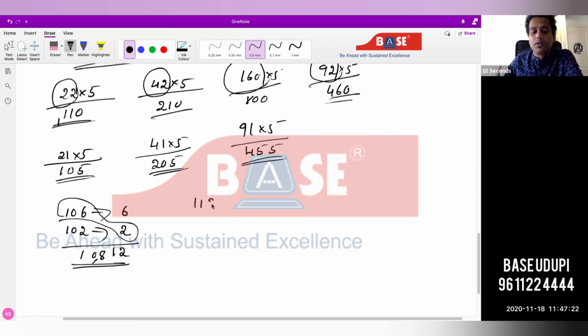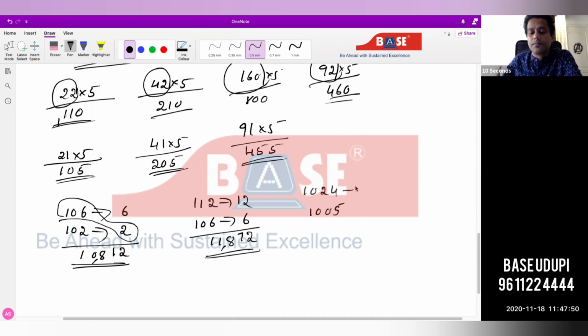Say 112 multiplied with 106. 12 more than 100, 6 more than 100. 12 into 6 is what? 72. 112 plus 6 or 106 plus 12. Either way it is what? 118, isn't it? So 11,872.